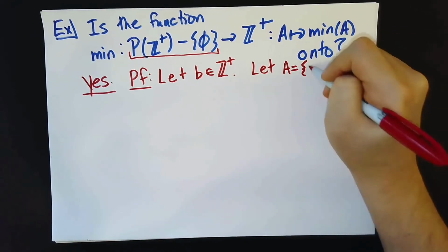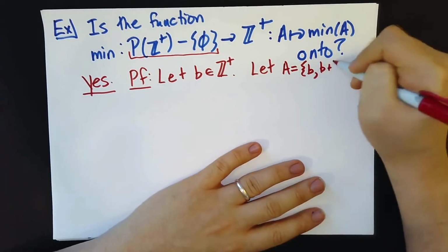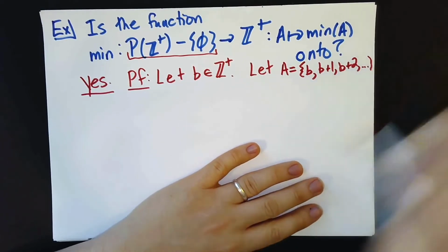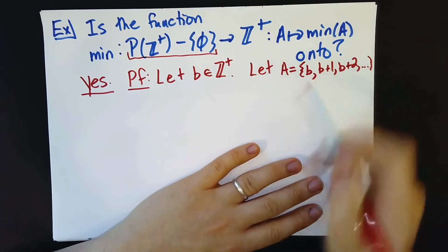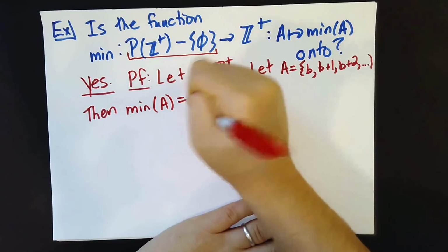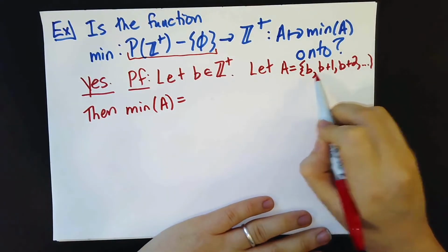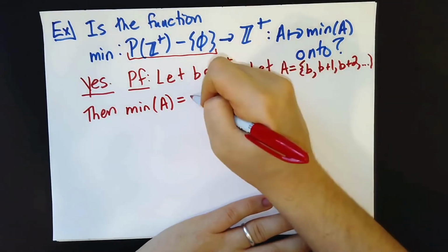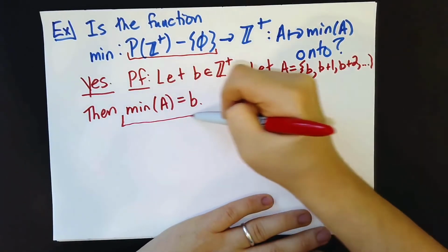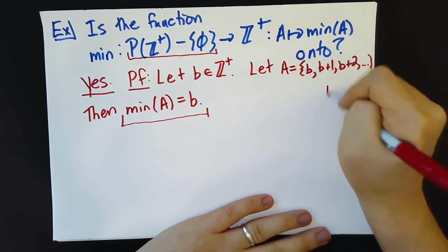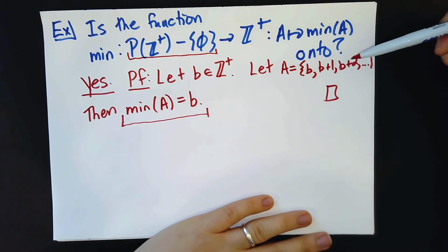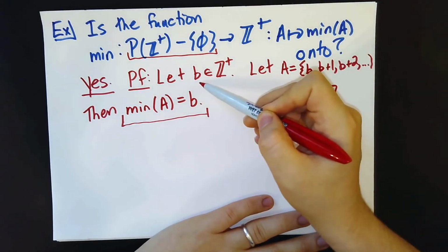And the set I'm going to write down is the set b, b plus 1, b plus 2, and so on. That is all the numbers equal to b or larger than b. And why did I choose this set? Because when I then go down to write the minimum of A, it's pretty clear, I think, that the minimum element of this set is little b. But this is exactly what I wanted to show. And so I'm done. I showed you that I can write down an element in the domain that maps to any element I want in the codomain.